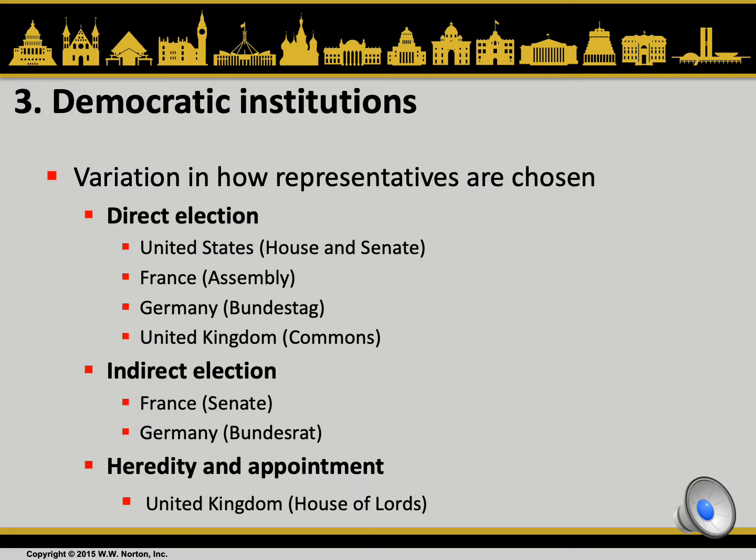However, some of the upper houses in a bicameral format are selected through proxy votes. In other words, indirectly. The people select electors, and in turn, the electors select the representatives for the upper house. And that's true in France and Germany. Then lastly, the members of the upper house in the UK, the House of Lords, are hereditary appointments. So there's no election, there's no connection at all to the people.